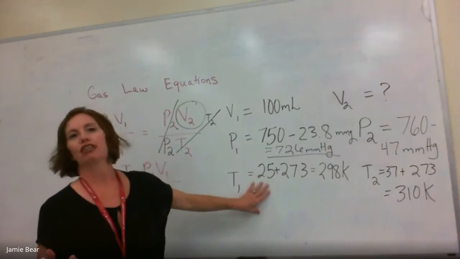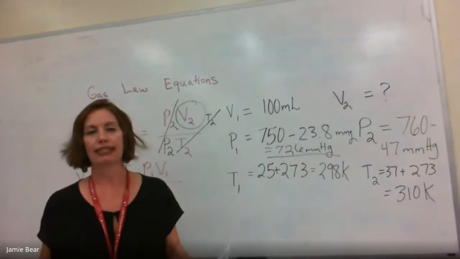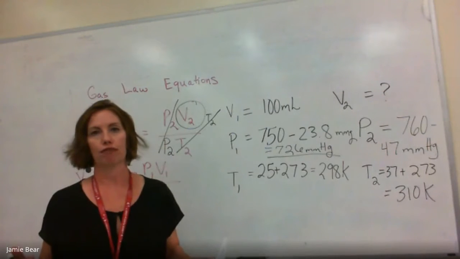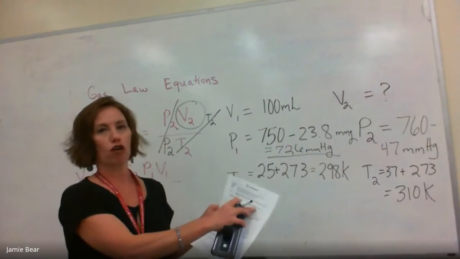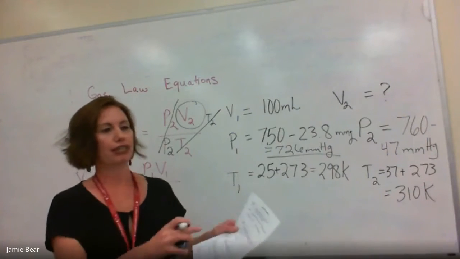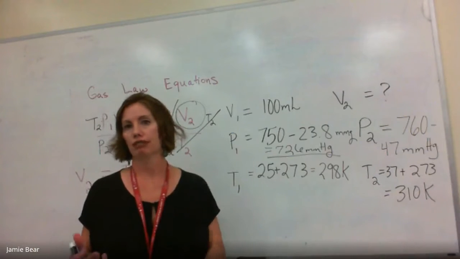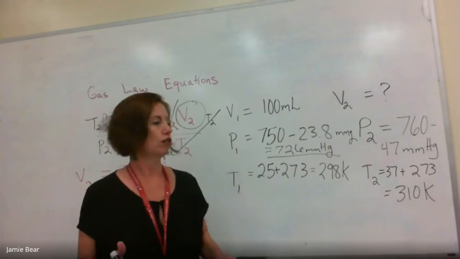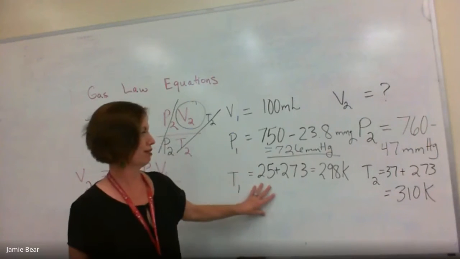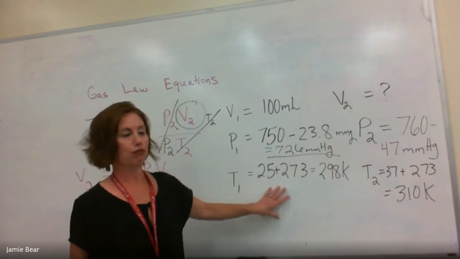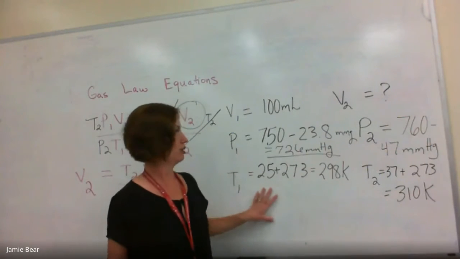T1 was given at 25 degrees Celsius. And anytime we're doing gas law equations, we have to convert from Celsius to the Kelvin scale. It says that temperatures must always be in Kelvin. Kelvin is a temperature unit of measurement used in scientific formulas. So here we just add 273 to degrees Celsius. So 25, which was given, plus 273 is 298 Kelvin. So this is our T1.